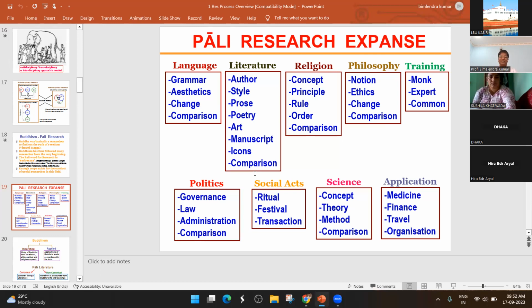So there are some of the changes which are taking place, how the things are changing, how the comparative study related with the Kachchayana Vyakarana, Moggallana Vyakarana, and how there are changes of the verbs or the dhatus or the other things, gunas, which are taking place in grammar, they can be undertaken also. Again, whenever we are talking about the literature, related with the Pali literature, there are so many subjects like author, style, prose, poetry, art, manuscript, icons, and comparisons.